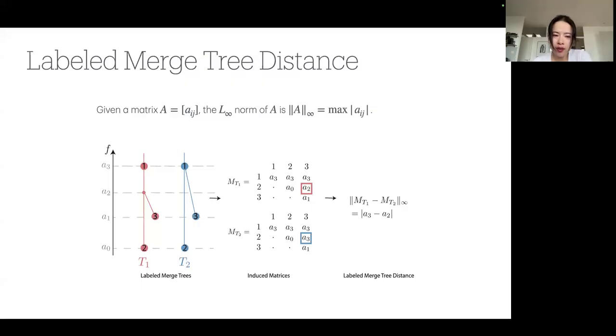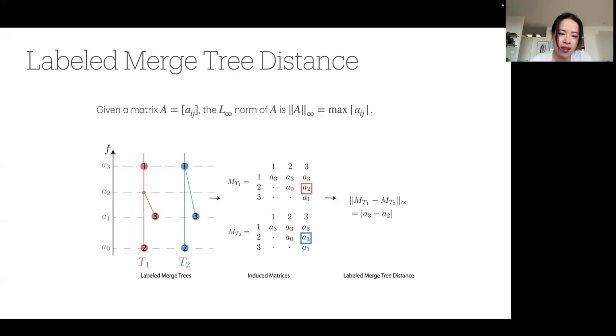Now, if we're given two labeled merge trees that have the same sets of labels, I can have two induced matrices of the same size. Given that, I can take their difference matrix, and I can define the L infinity norm of that matrix, which is the maximum entry over all absolute values, to be the labeled merge tree distance.